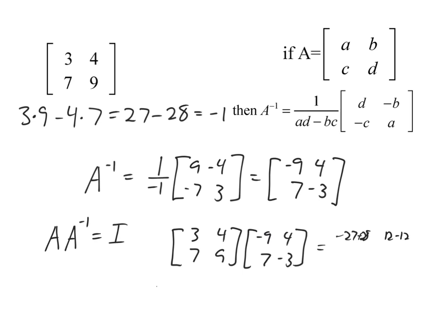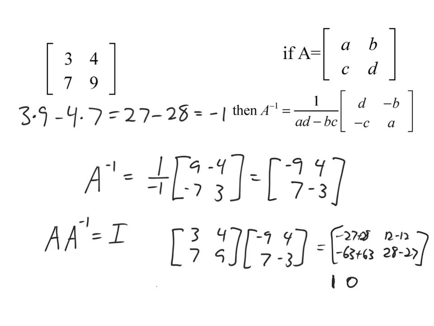And then this one, 7 times this, which is 7 times negative 9, which is negative 63. And then 9 times 7 is 63. And then I have the last one, which is this row in this column. So 7 times 4 is 28, and then 9 times negative 3 is negative 27. So this will become 28 minus 27. Combine all these together. Well, negative 27 plus 28 is 1.